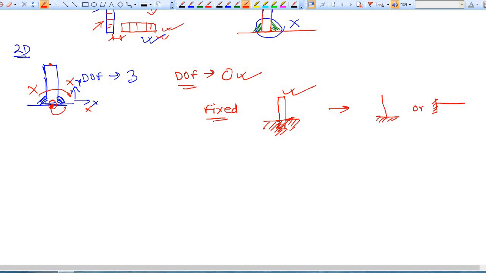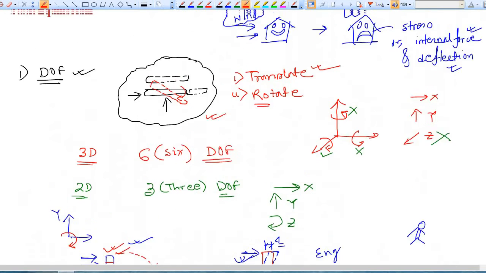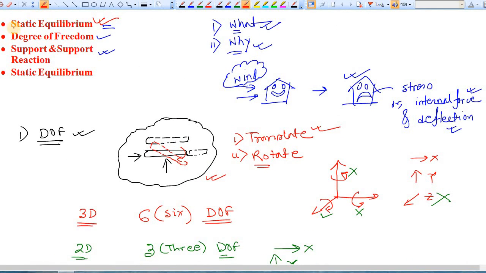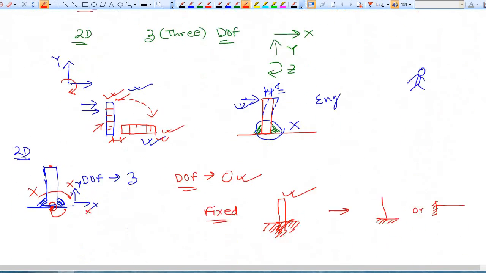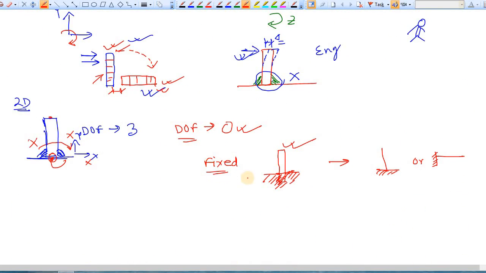Now you may think that I started my lesson after saying that I will discuss static equilibrium, and now I am talking about support. Well, for your information, to understand static equilibrium, you need to know both degree of freedom as well as the support and support reactions. So now it is clear to you that in case of a fixed support, the degree of freedom is equal to 0.